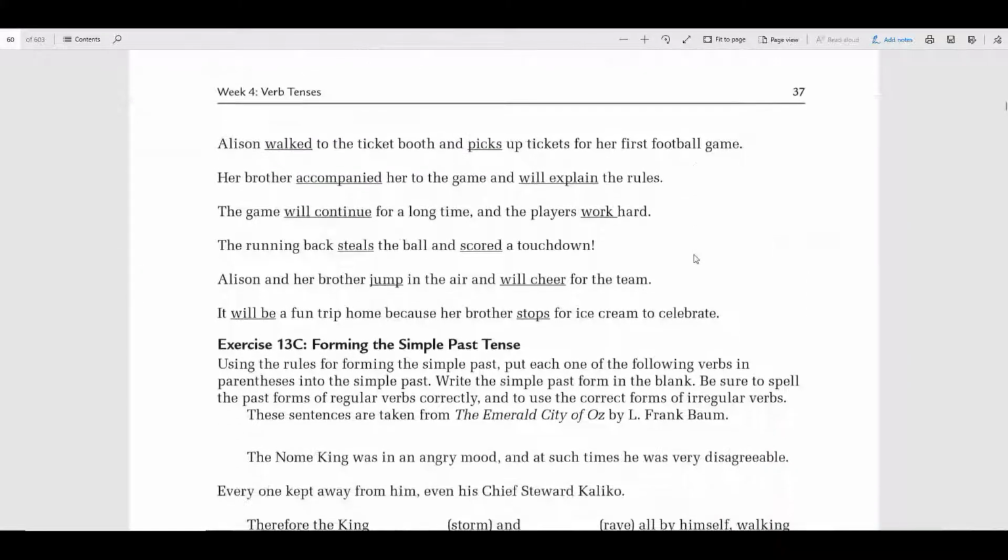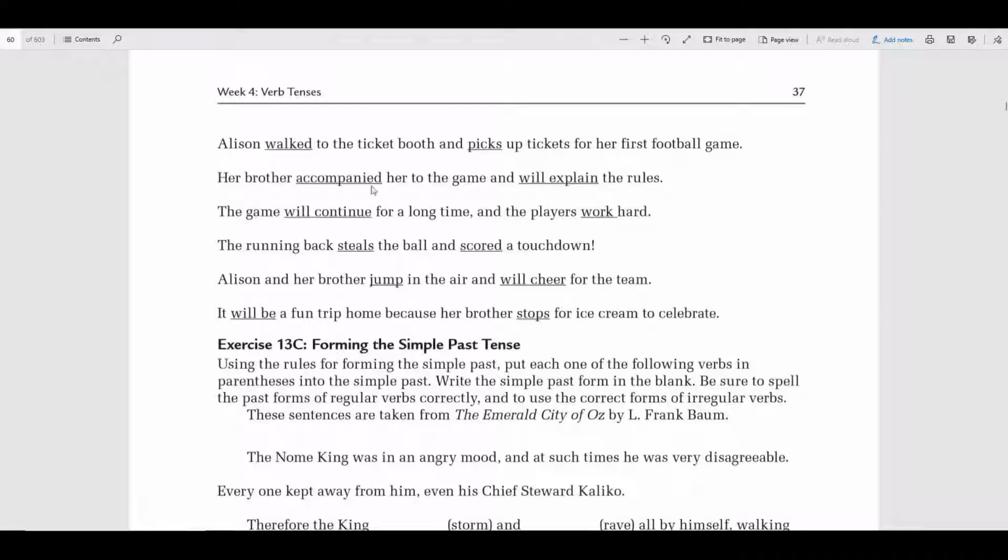Okay, so let's look at this one. Allison walked to the ticket booth and picks up tickets for her first football game. Now our two verbs are walked and picks. We have to make this one the same tense as this one. This is past tense. So Allison walked to the ticket booth and picked up tickets. So you would change this to P-I-C-K-E-D. Picked up tickets. Just mark it out and write it above there.